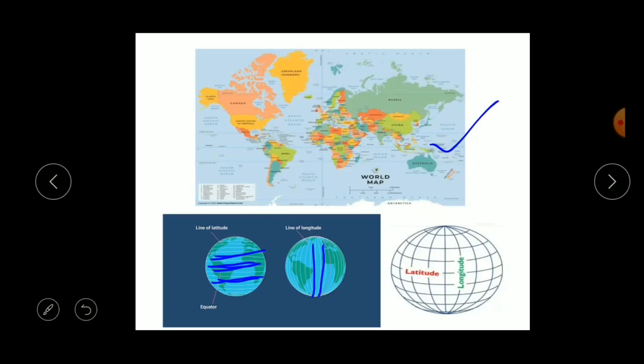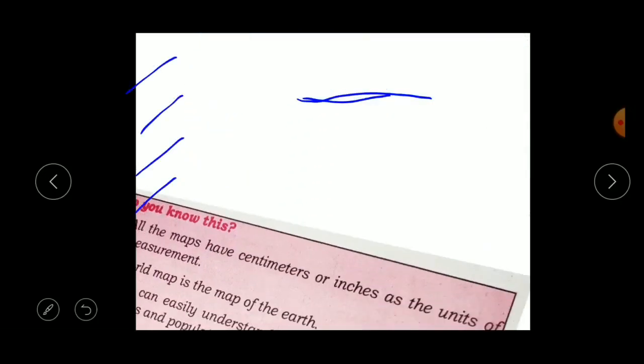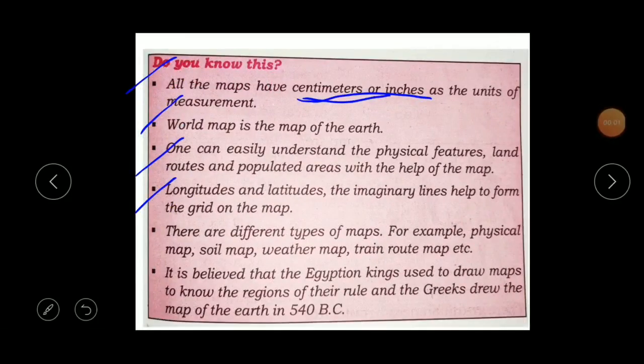And what are the longitudes? The lines which run in the north-south direction. So these are called the longitudes. Okay, here you can see, children, these are the latitudes, and whereas these are the longitudes. So these imaginary lines, that is longitudes and latitudes, help to form the grid on the map. Grid is nothing but a method of dividing maps into areas.